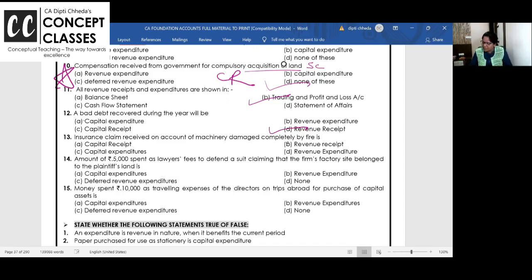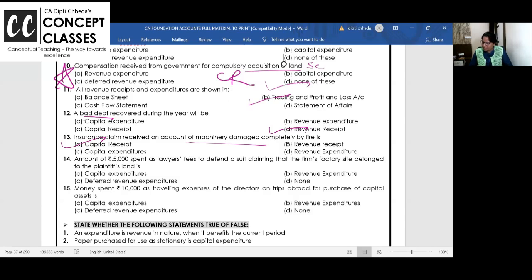Ma'am, the 12th answer you gave was debit, we didn't understand. Bad debt when incurred, it's a loss. Charge it off to P&L. So now bad debt recovered is an income. It will be a credit in P&L. Insurance claim received on account of machinery, it's a capital receipt. Okay?